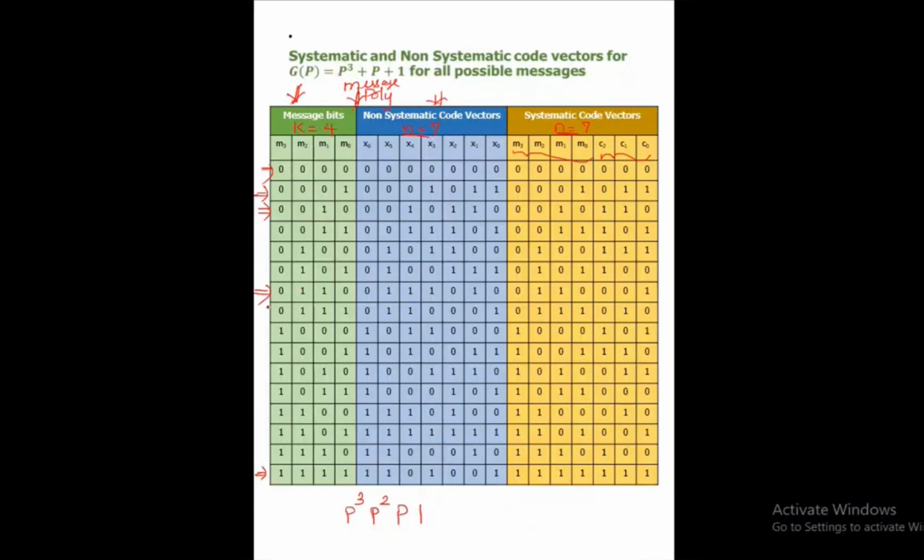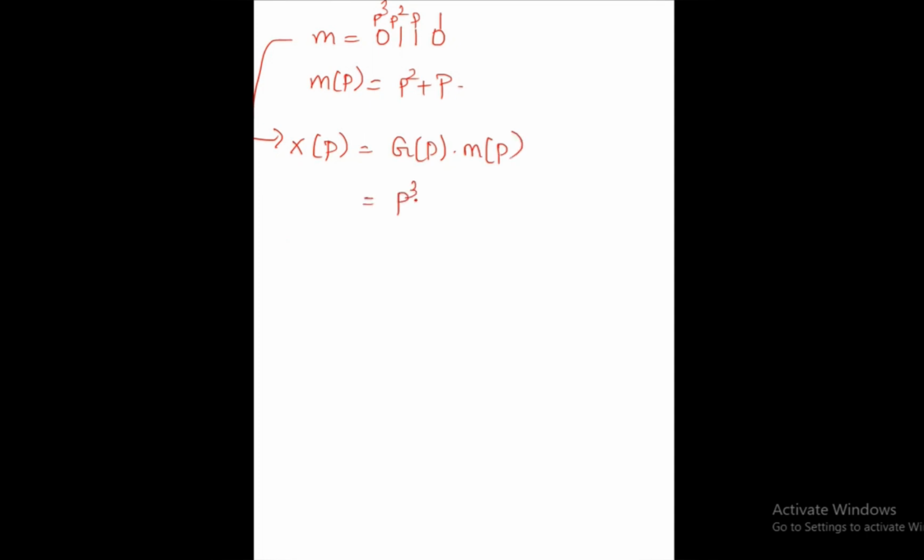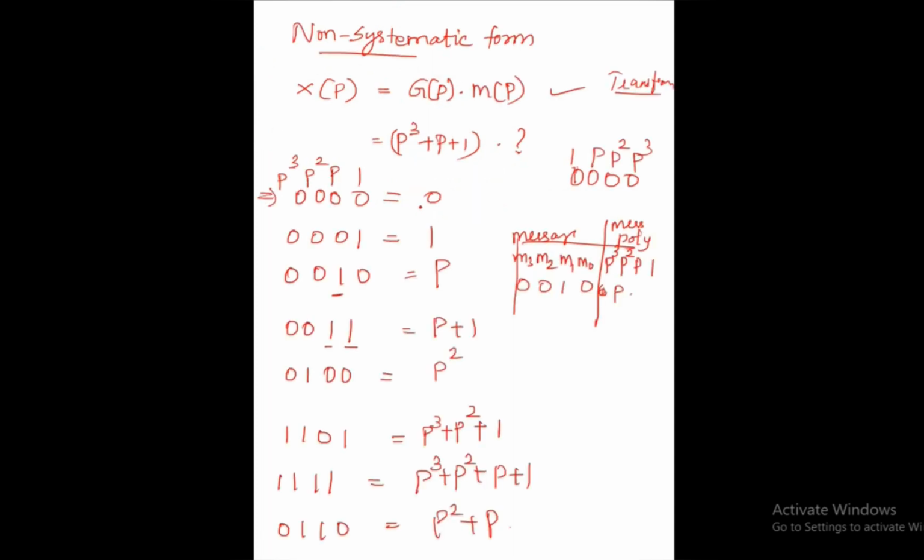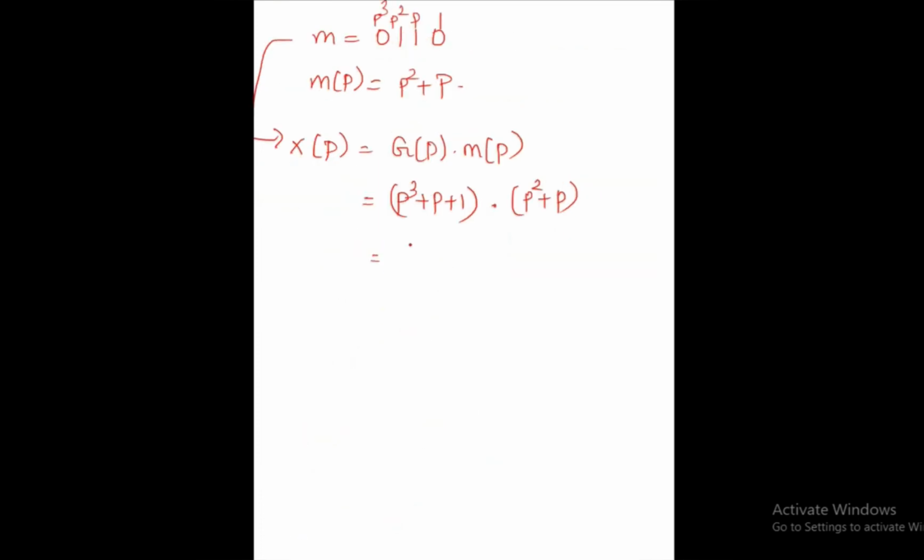Let us consider 0, 1, 1, 0. So your message sequence is 0, 1, 1, 0. The first step is to find the polynomial for the message sequence, P^3, P^2, P, 1. So the polynomial is P square plus P. Now I'm going to find the code word for this message sequence. It is G of P into M of P. G of P is given as P cube plus P plus 1 and M of P is P square plus P. The concept is very easy, but it will take some time because we have to find it for all 16 combinations. So multiply these two.